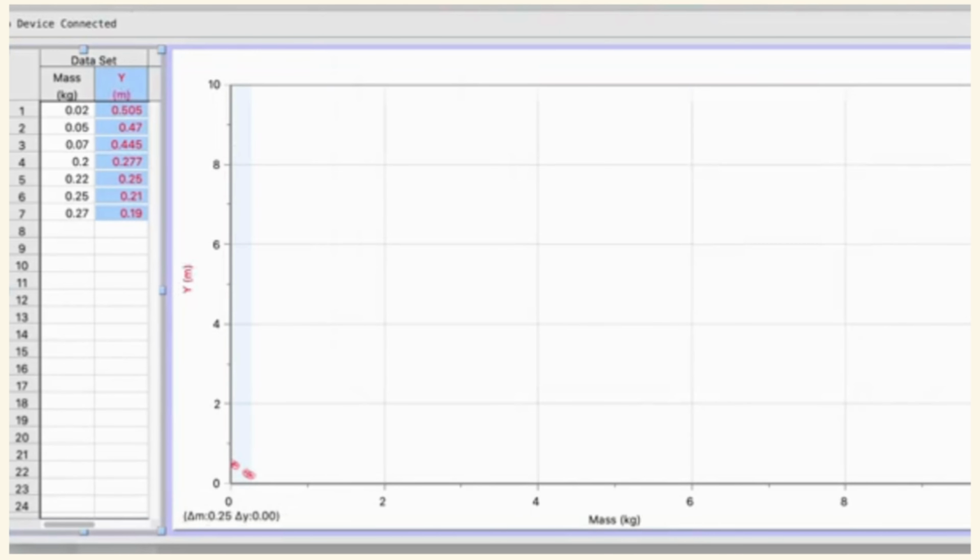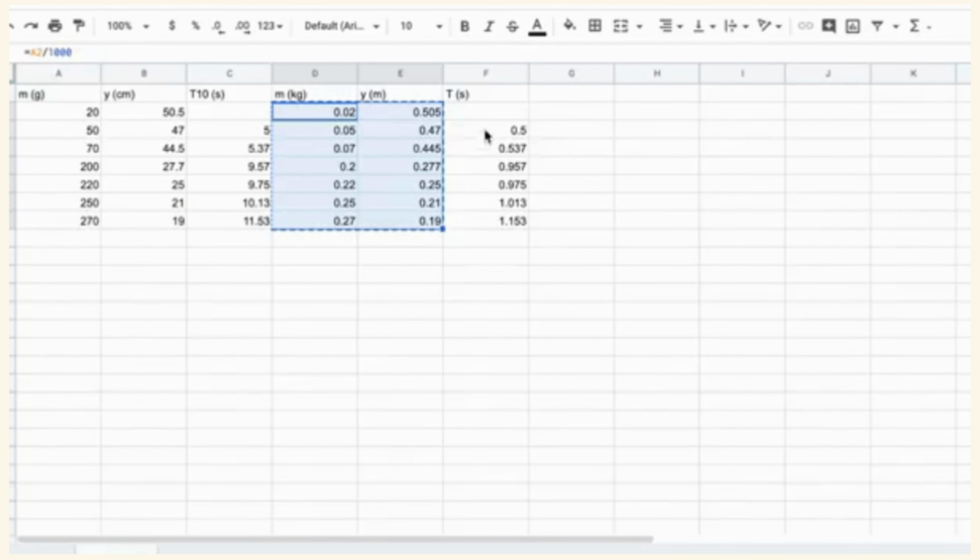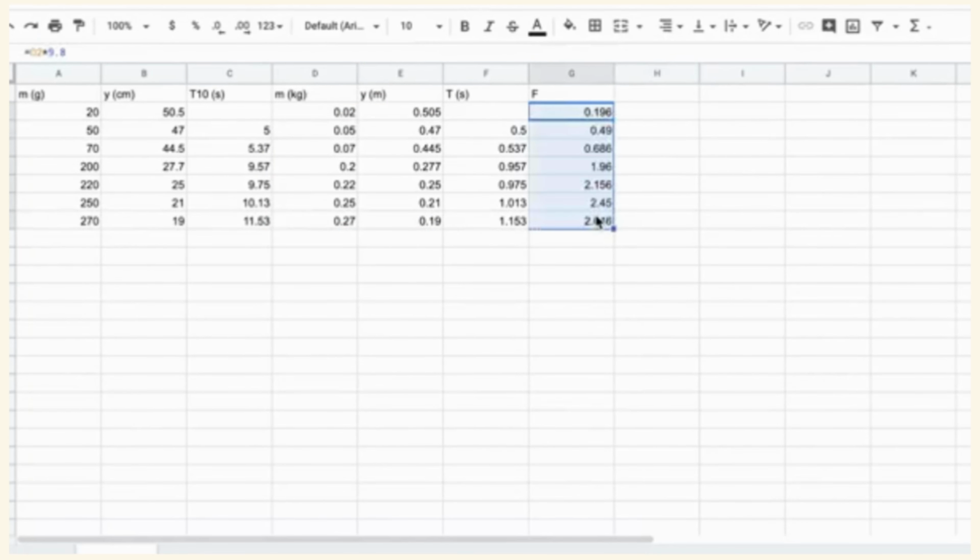Okay, so now I want to plot. The first one I want to plot. Oh, crap. Sorry. Go back over here. I actually don't need the mass. I need the force. So let's say F equals this mass times 9.8. I should have done that before. No wonder it wasn't looking right. And that's in newtons. So I'm going to copy that down.